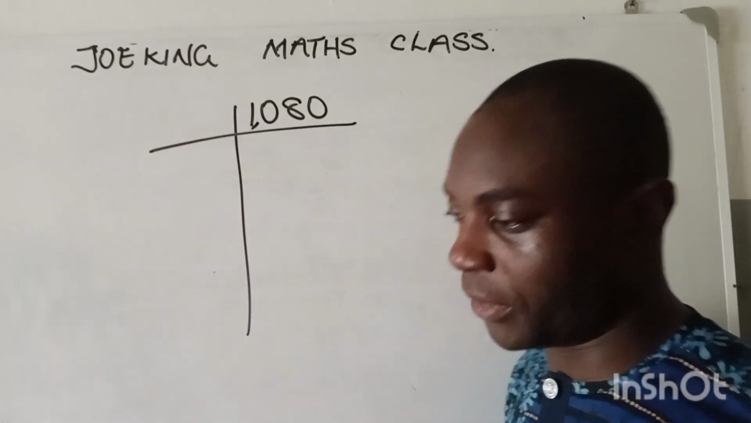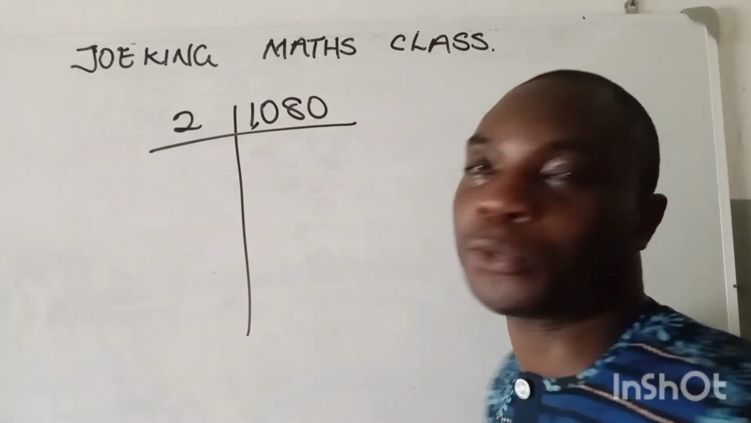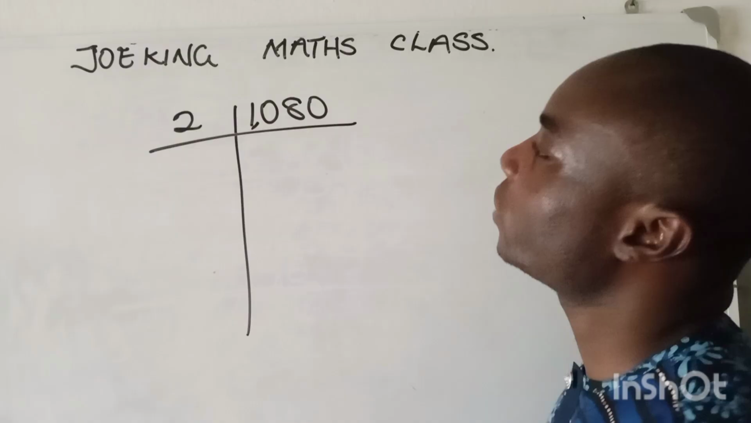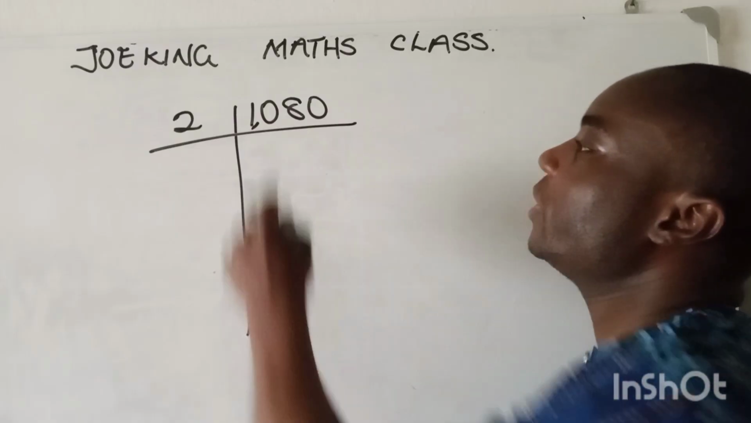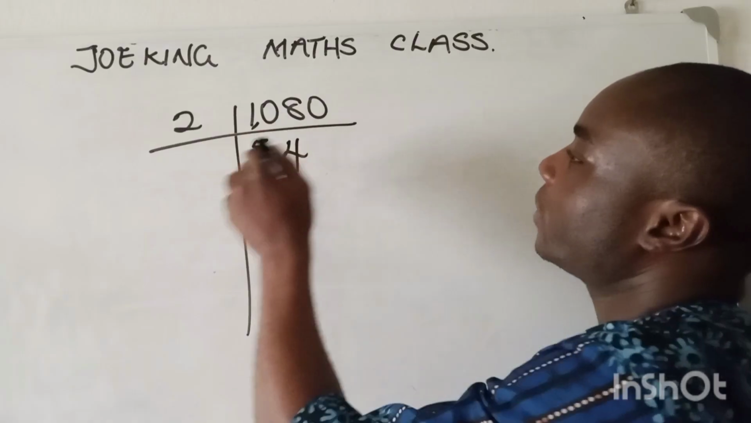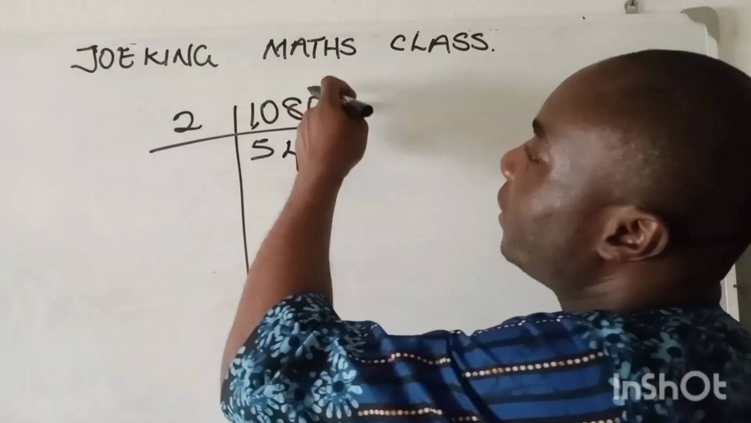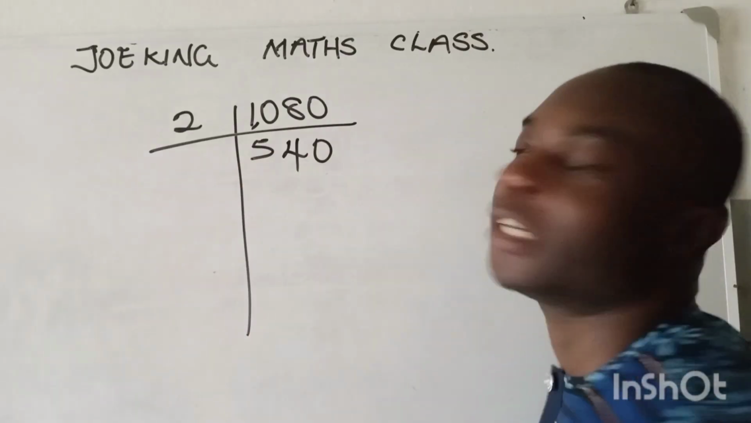And the lowest prime number there is 2. So we can use 2 because 2 is an even number and this is also an even number. So we'll say 2 into 10, or 10 divided by 2 is 5. Then 2 goes into 8 4 times, and also we bring down our 0. That means 1080 divided by 2, we have 540.